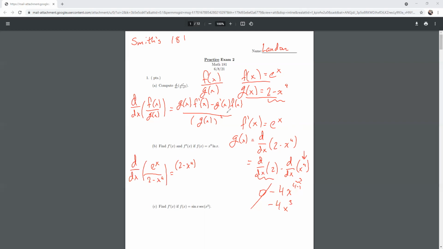All right, and now the derivative of f, which is just e to the x, minus g prime. G prime, we found, is negative 4x to the power 3. And now we multiply it by f. F is, again, e to the x. And lastly, we have g to the power of 2, so it's 2 minus x to the fourth squared. All right, so now we're basically done.